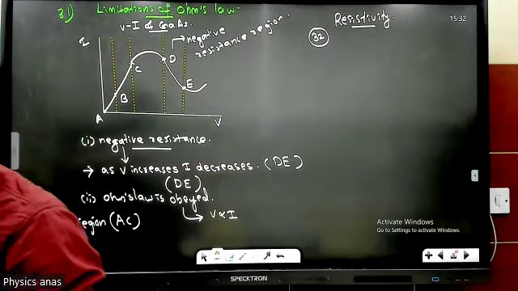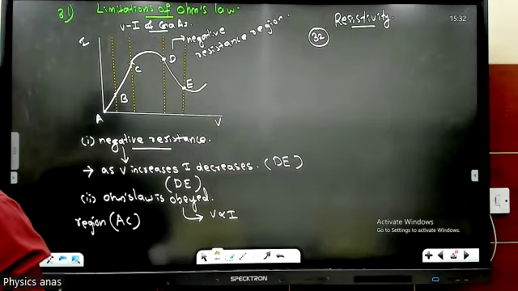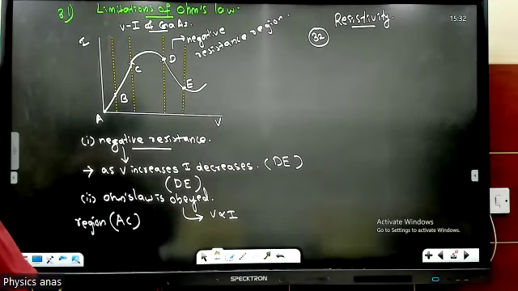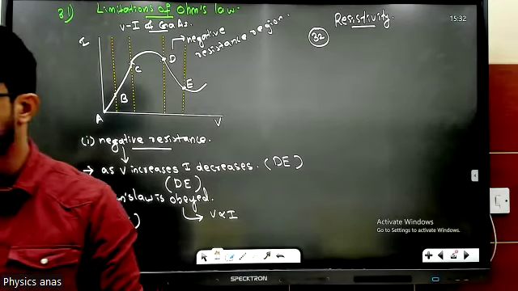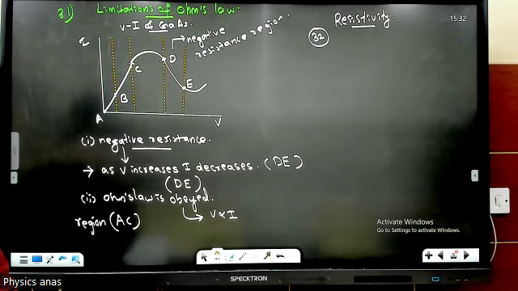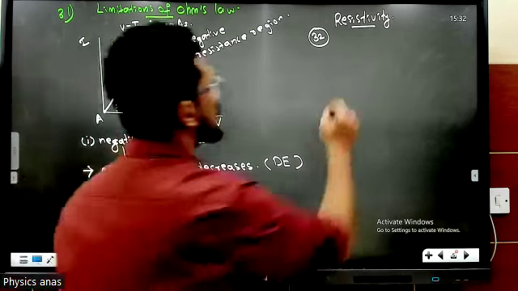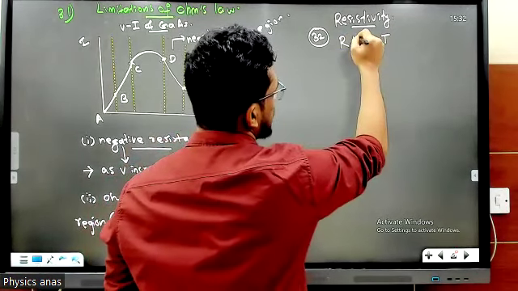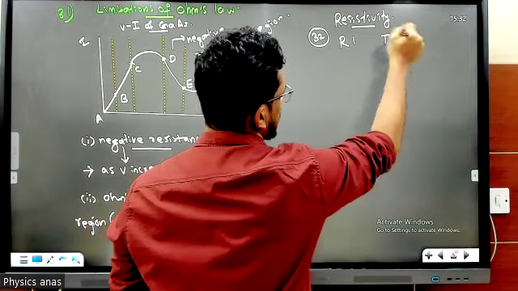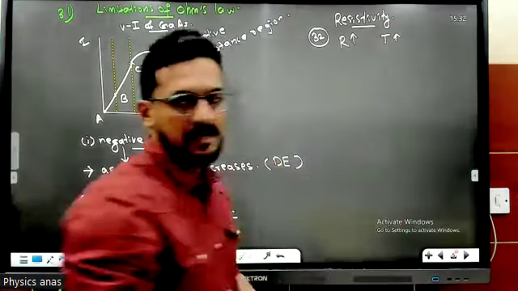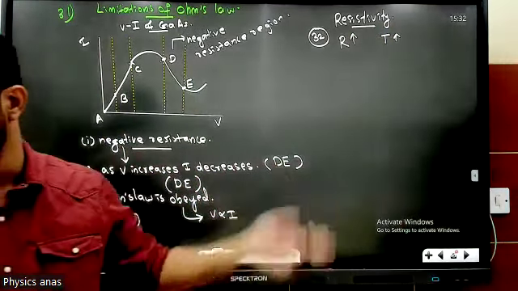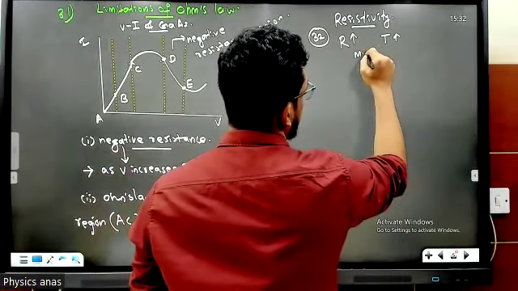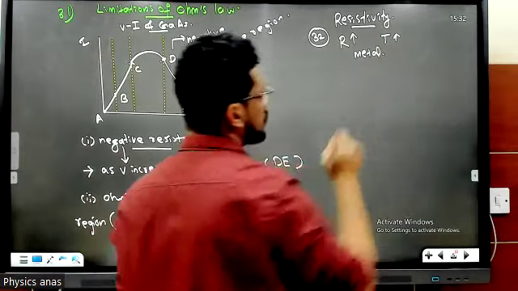Read question number 32. The resistance of a metal wire increases with increasing temperature on account of what? If temperature increases, resistance increases, right? And it is a metal wire also.